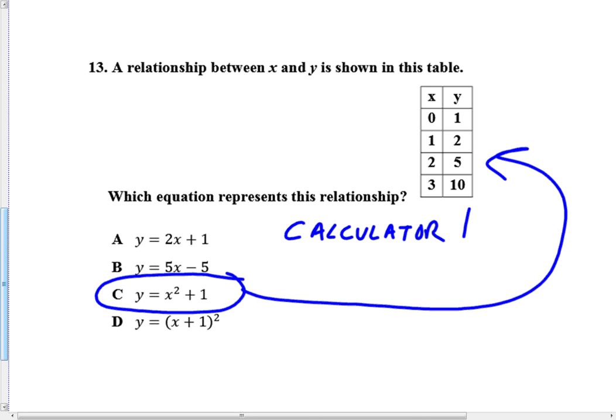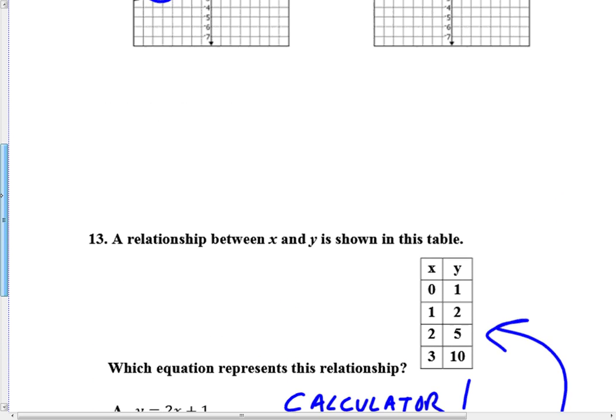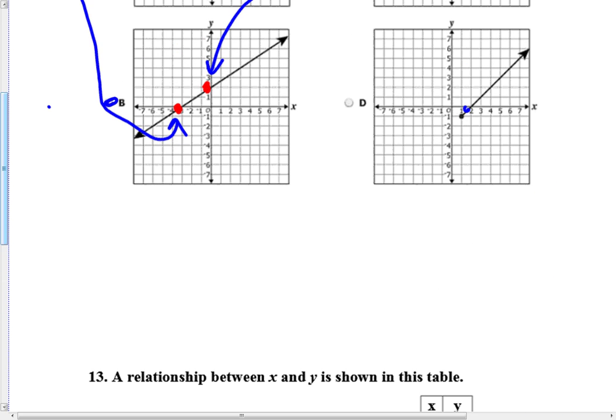If you got this wrong, this is easily entered in the calculator. What was the answer to the last one? Last one? B.